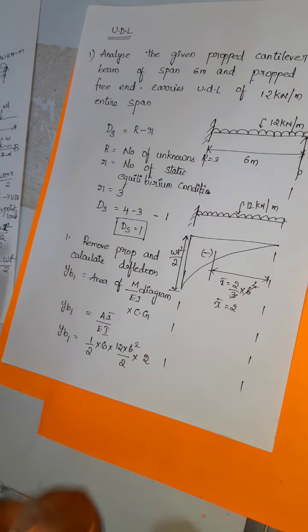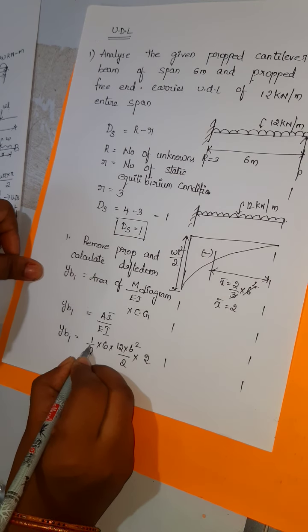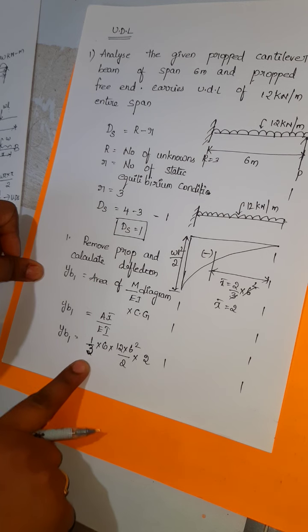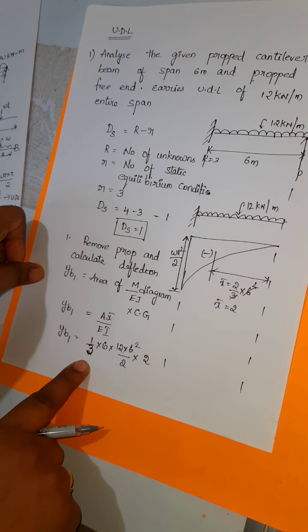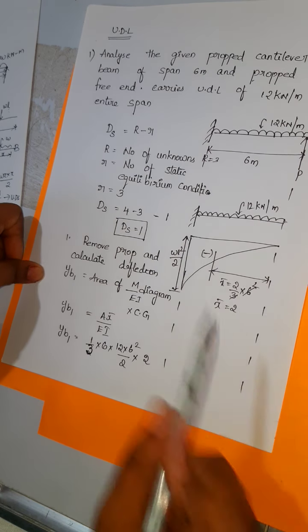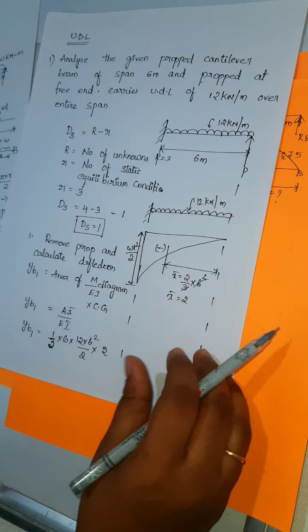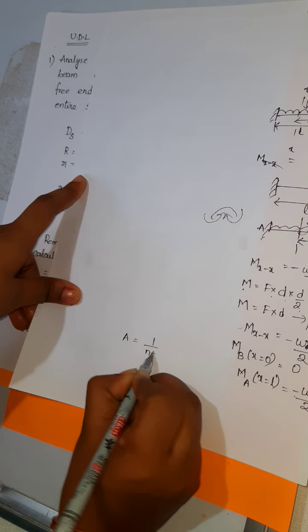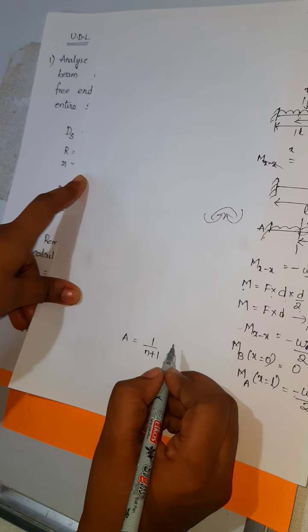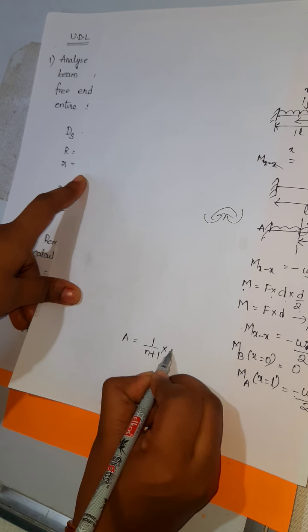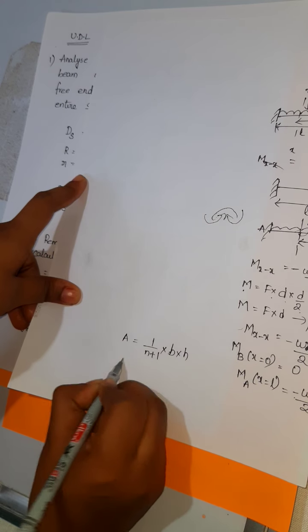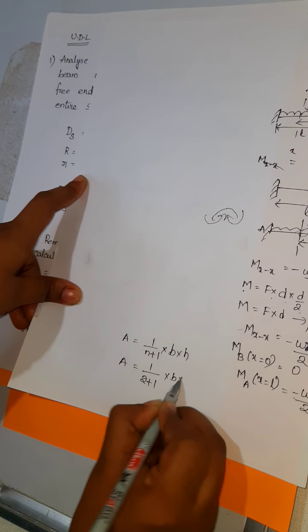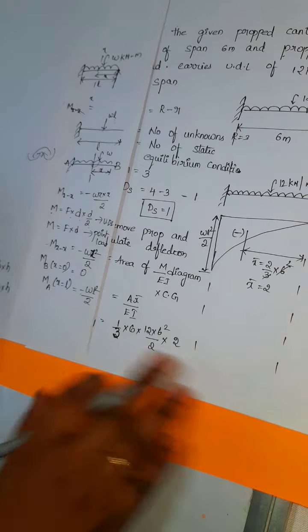Okay, now next one. Here since it is a parabola, 1 by n plus 1. So here not 1 by 2, here 1 by 3. Since it's a second degree parabola, what is the area? I have already told you in tabular form, area is equal to 1 by n plus 1 into base into height. Since it is a parabola, n is equal to 2, 2 plus 1 into base into height. So this is nothing but 1 by 3.